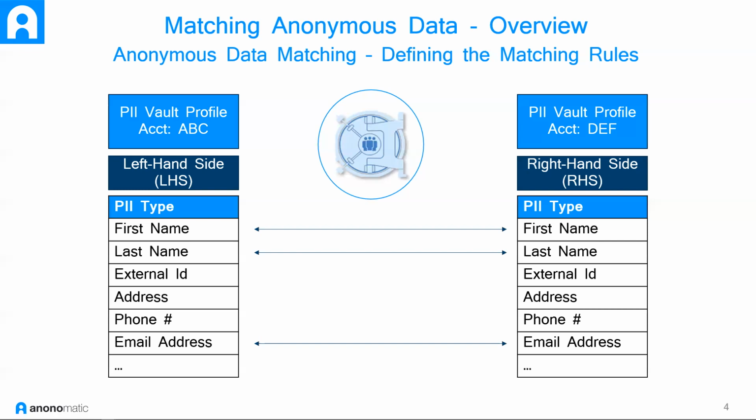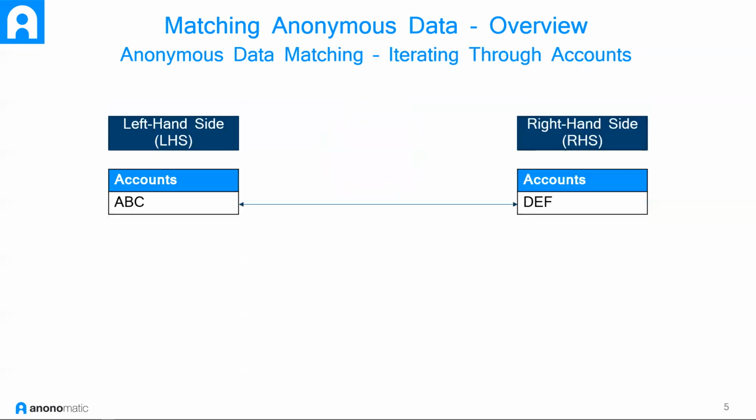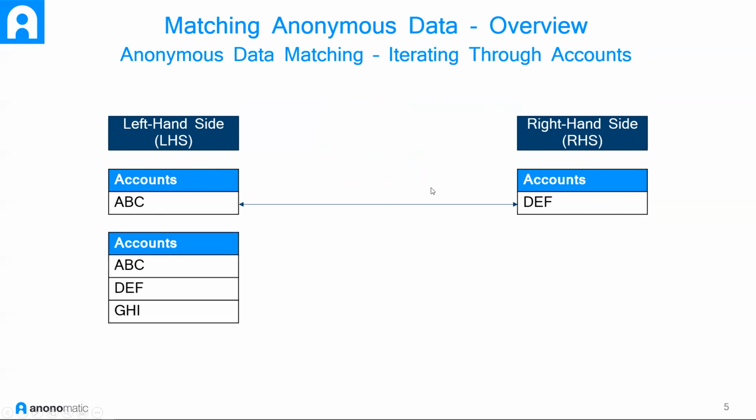Now, what about when you have more than two different accounts? If you only have ABC and DEF, it's really quite simple, and it's what we just showed. But if you had three accounts, ABC, DEF, and GHI, how does this work? What's left-hand side? What's right-hand side? It seems like it'd get really complicated, but it actually doesn't, because each pair is taken in turn.